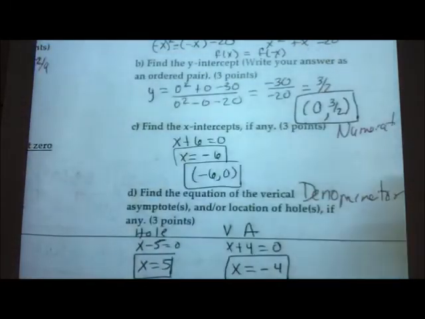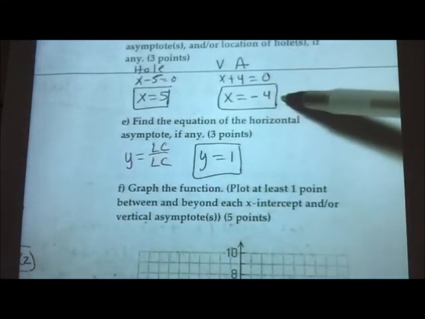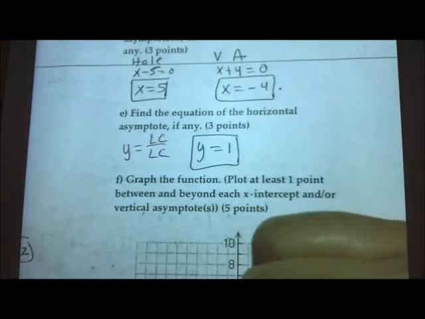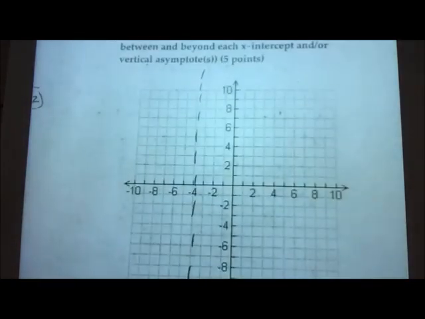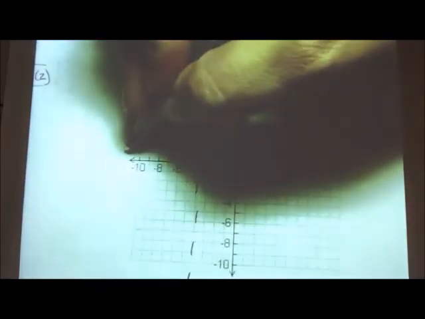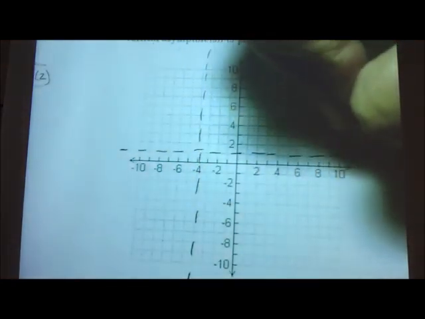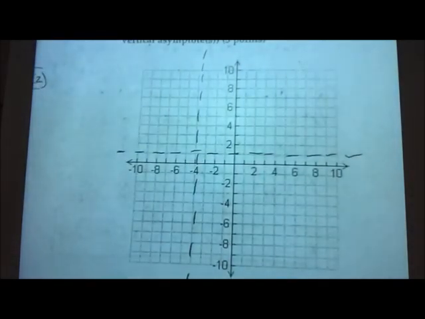Now, remember, there is a vertical asymptote at where? X equals -4. So when you graph this, I want to see a dotted line through there. That fence is the line that I cannot cross. Where's your other asymptote at y equals what? Y equals 1. So at y equals 1, you're supposed to have another little dotted line, like that.